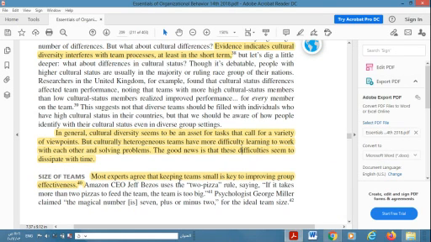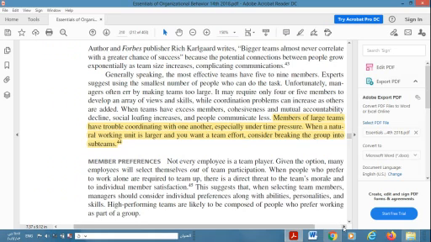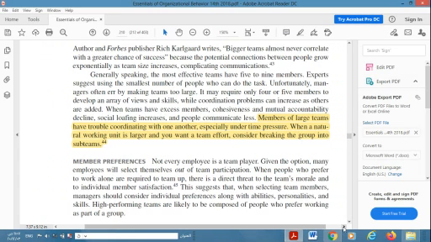Size of teams. Most experts agree that keeping teams small is key to improving group effectiveness. ليه؟ لأنه المشاكل بتكون إلى حد ما أقل, أما بين أعضاء الفريق بكونوا في عندهم نوع من الكفاءة أعلى. So members of large teams have trouble coordinating with one another, especially under time of pressure. When a natural working unit is larger and you want a team effort, consider the breaking the group into sub-teams.